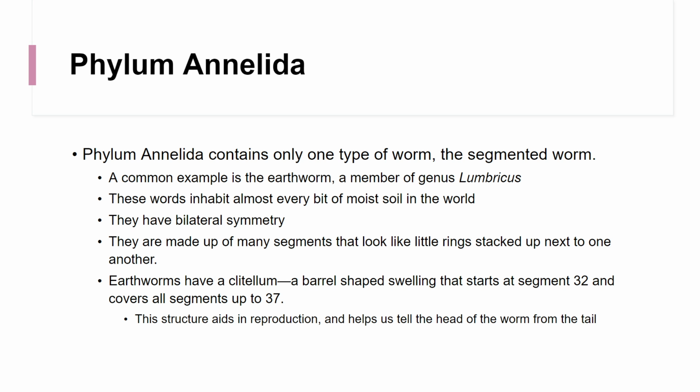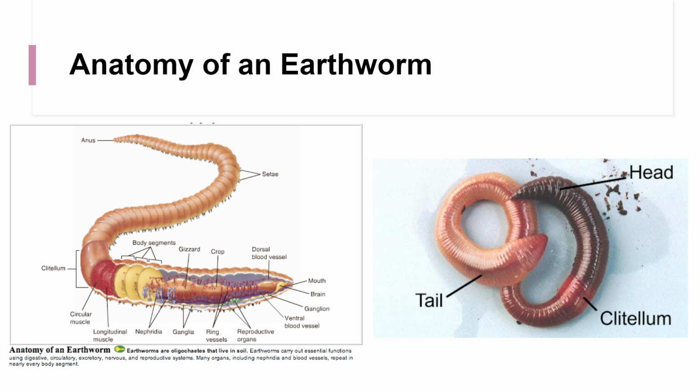They have bilateral symmetry. They have lots of segments. These segments appear as if they are stacked one on top of each other. And earthworms actually have a clitellum. A clitellum is a barrel-shaped swelling that helps produce the cocoon related with earthworm reproduction. But the clitellum also happens to be really close to the head, and it lets us know which side is the anterior, or towards the head, compared to the tail.